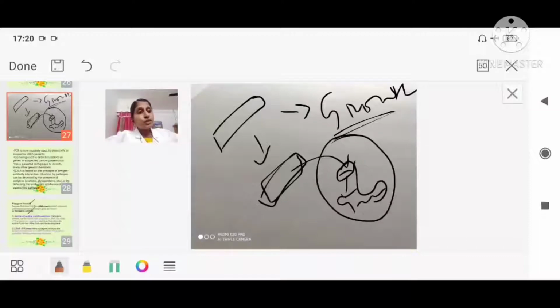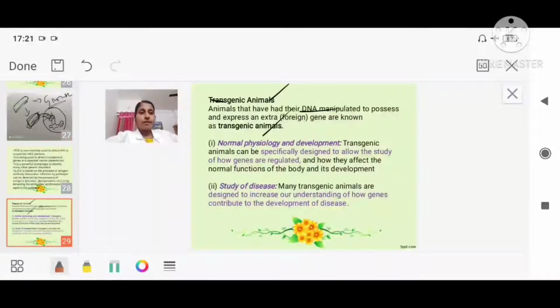By introducing that gene, I am learning about that gene. So that one we call it as what? Transgenic animals, studying normal physiology and development. What is the function of this particular gene and how the thing is being carried out, what is the metabolism involved, what are the chemical steps involved, everything can be learned with the help of what? This transgenic mice, right? Now, so I will read out normal physiology and development.